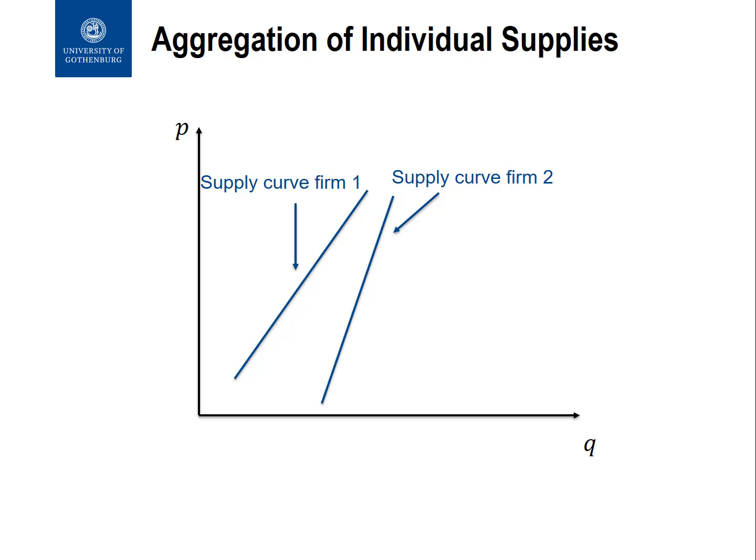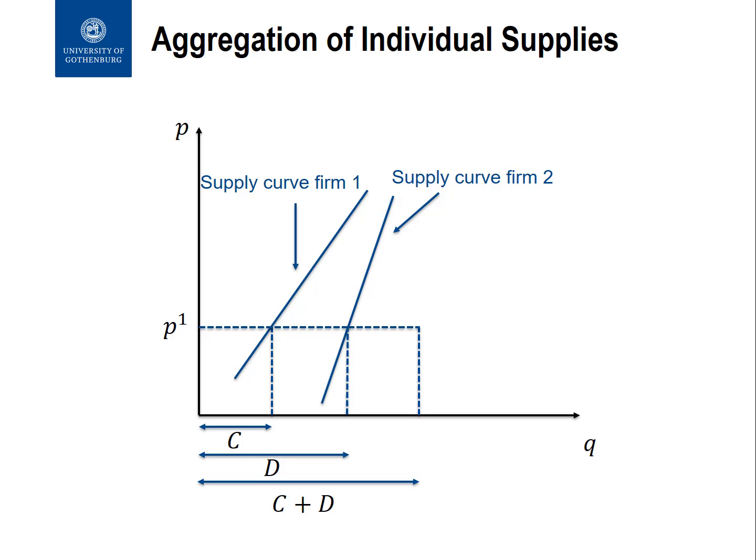For a given price, P1, for example, producer 1 supplies the quantity C of the good, and producer 2 supplies the quantity D of the good. So together, producers 1 and 2 supply C plus D units of the good to the market. Again, we can do this for any other prices and aggregate horizontally the individual supplies in order to get the market supply curve.